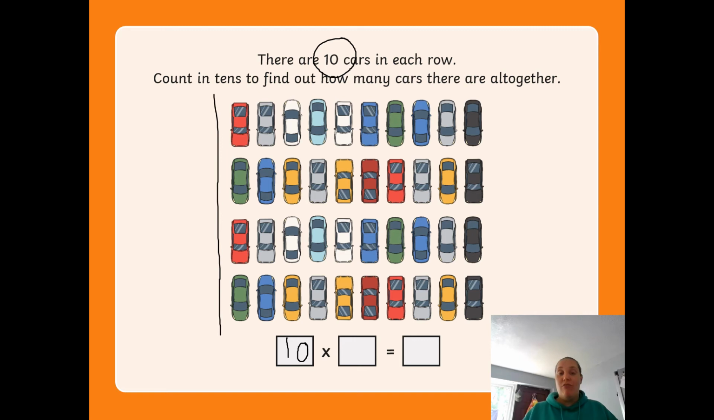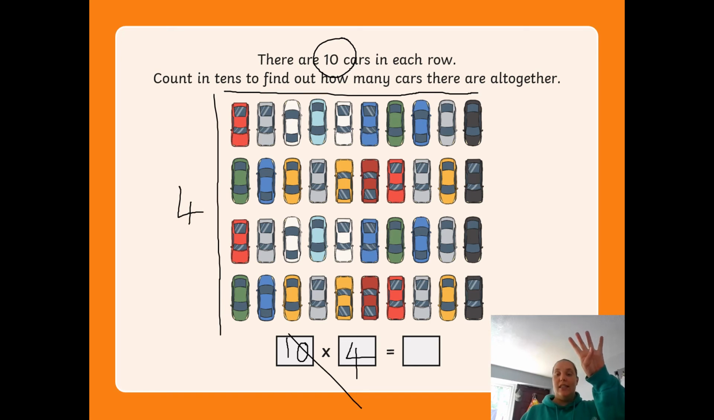So it's still an array, and down here is the number 4. So number 10 is going across the top here. There's my number 10, which means my number 4 needs to go here. So I'm doing 4 times 10. So if I hold up 4 fingers and count in tens, I've got 10, 20, 30, 40, and 40 is my answer. Well done, everybody.